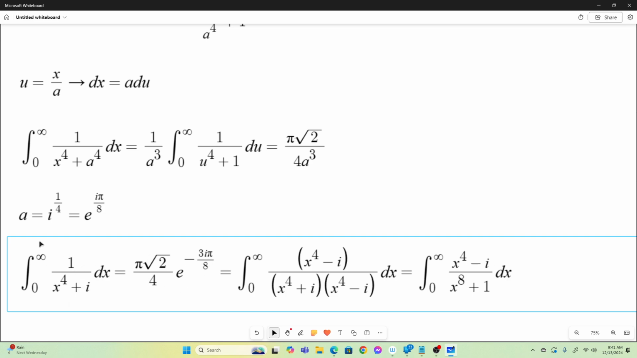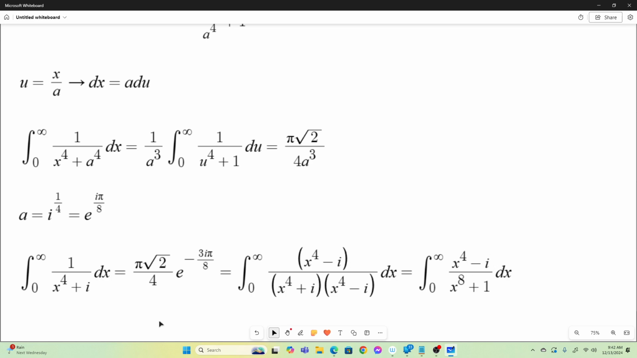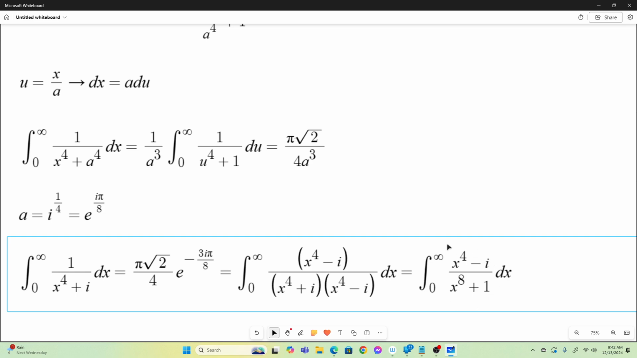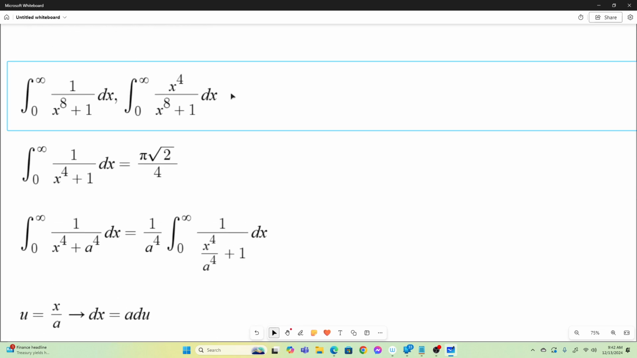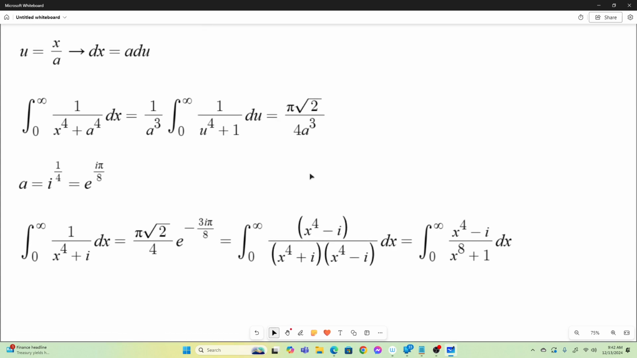And then we can multiply the top and the bottom of the integrand of this integral by x to the fourth minus i, giving us this. Because if we FOIL this out, we'll just get x to the eighth minus i squared, which is just plus 1. All right, so now we have that the integral from 0 to infinity of 1 over x to the fourth plus i is equal to the integral from 0 to infinity of x to the fourth minus i over x to the eighth plus 1 dx. And now this form right here, you can make a connection to our original integrals up there.